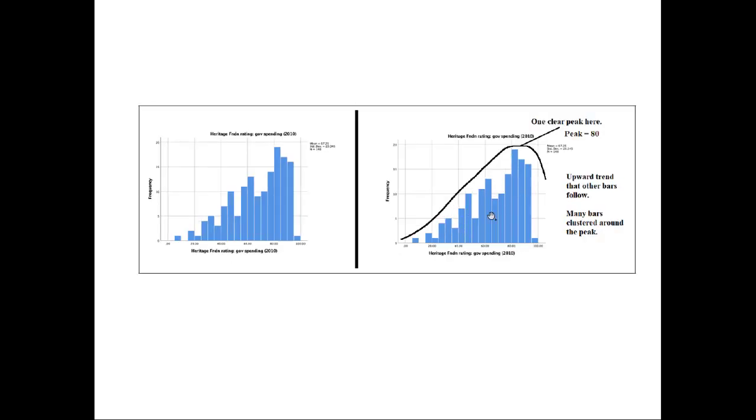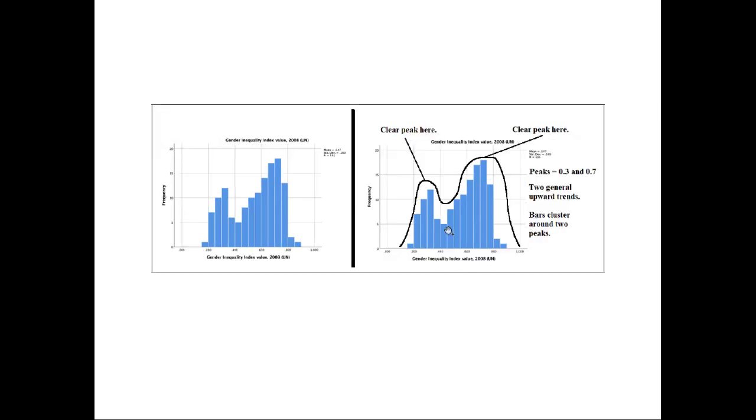With this graph here, the upward trend to the one peak looks like stairs. There's no other distinctive peak in this graph. With this graph here, the two upward trends look like two very different distinctive mountain peaks with bars clustered around both.